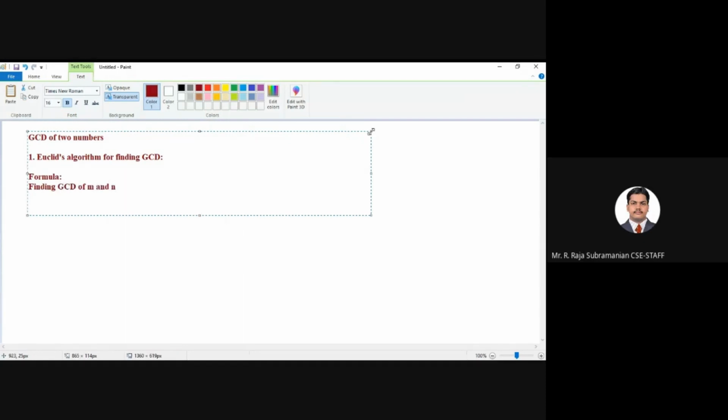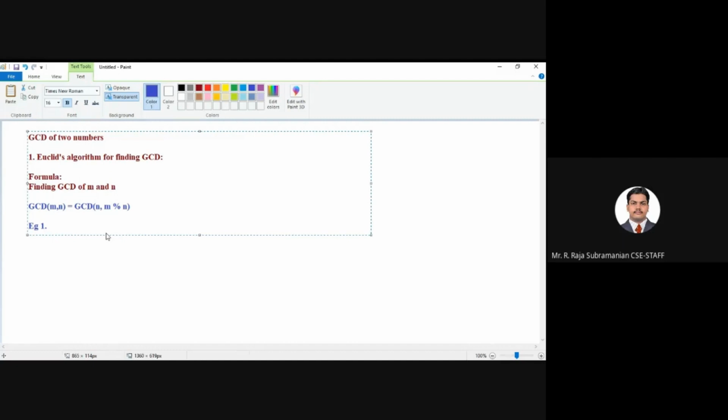The formula is very simple. GCD of M comma N is equal to GCD of N comma M mod N. Mod I can also write as M modulus N. So GCD of M comma N is equal to GCD of N comma M modulo N. Now I'll explain this with numbers. I'll substitute some values for M and N. Example 1.